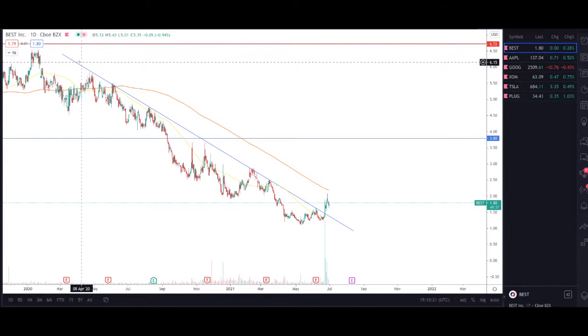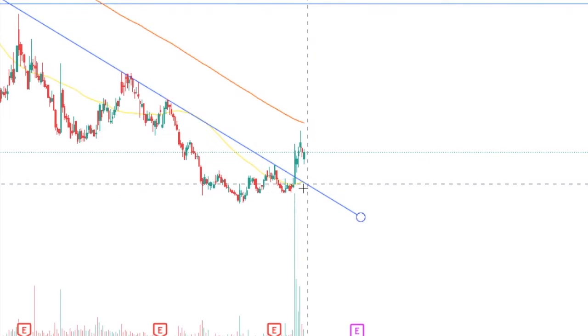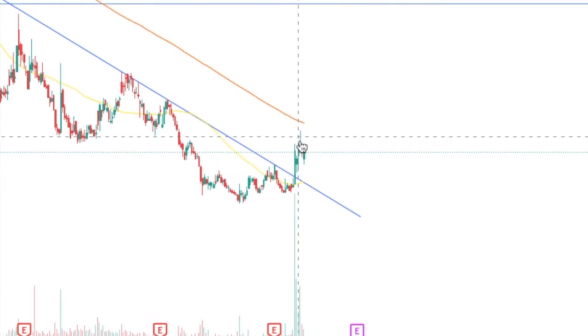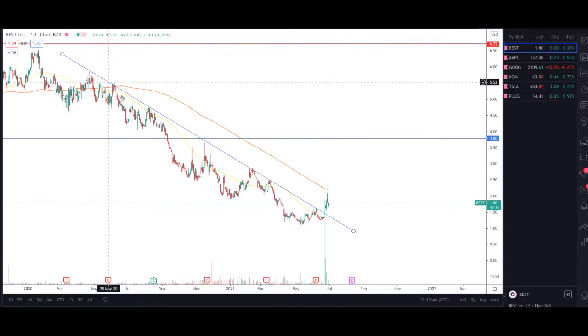So a trend line is a line that shows you what the trend is. This line is a downwards pointing trend line. So we know that the stock is going down because it holds underneath it. Now that we have finally broken through this trend line, that means that this downtrend is no longer valid.